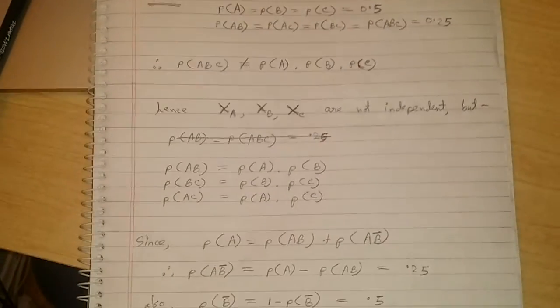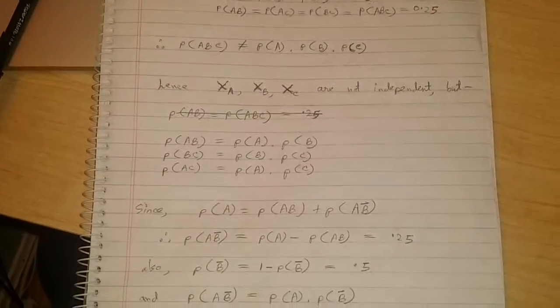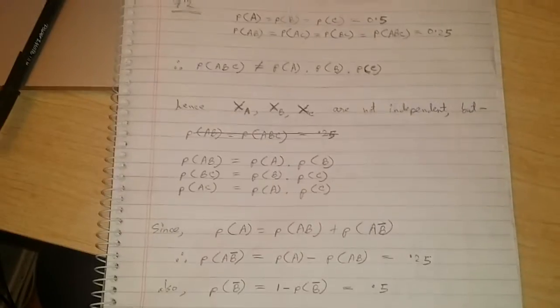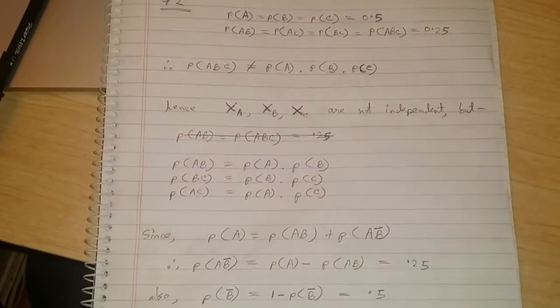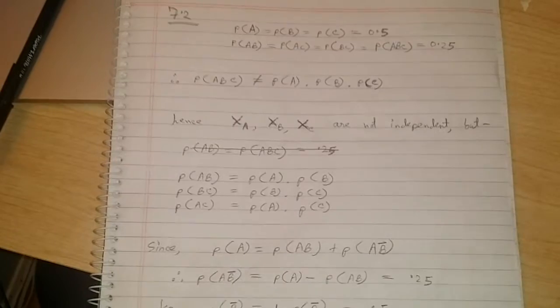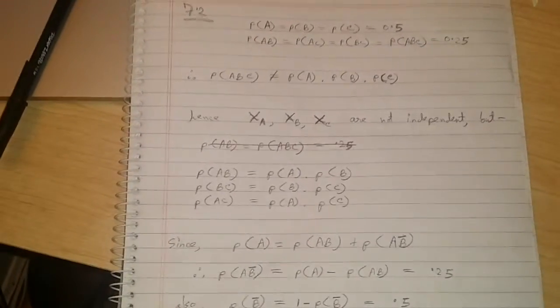But we can see that since probability of A into probability of B is equal to 0.5 into 0.5, which is 0.25, that is equal to probability of A intersection B as well as probability of B intersection C and probability of A intersection C.